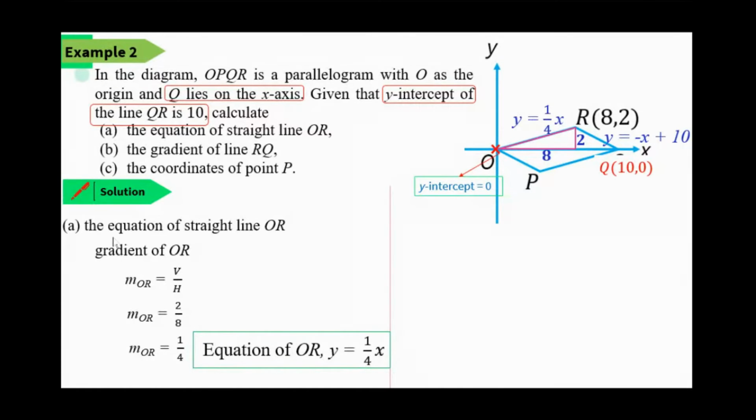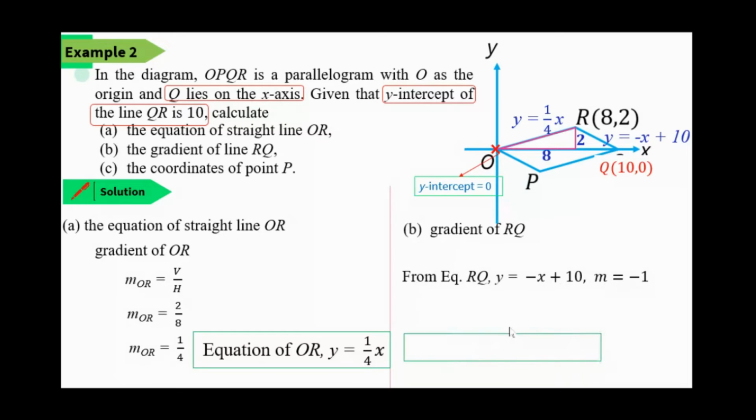Question B. The gradient of line RQ. We have found the equation from the previous slide, which is y equal to negative x plus 10. From here, we can grab the gradient is negative 1. Hence, the gradient of RQ is negative 1.